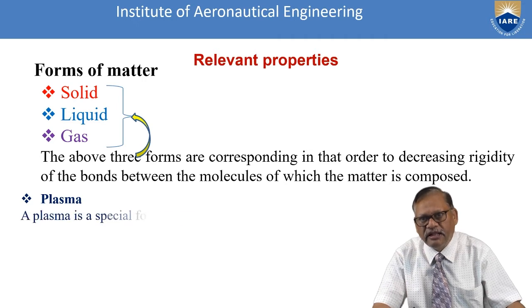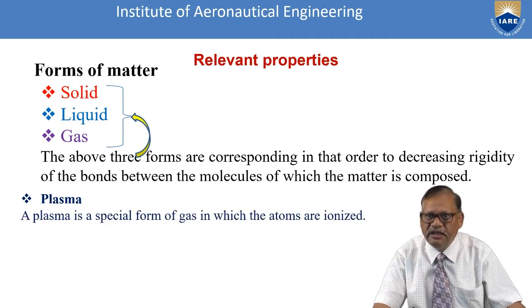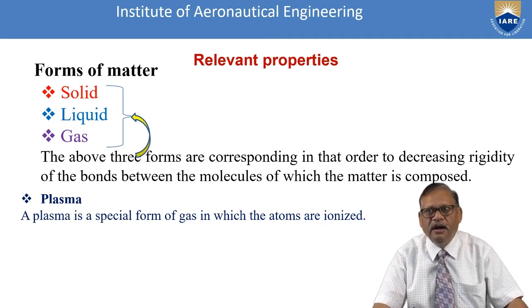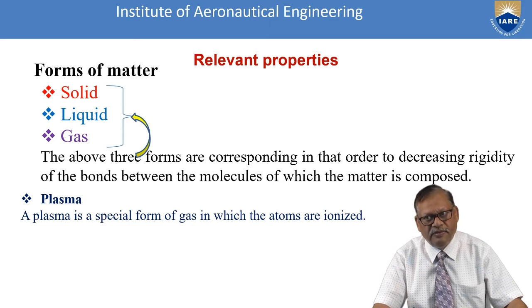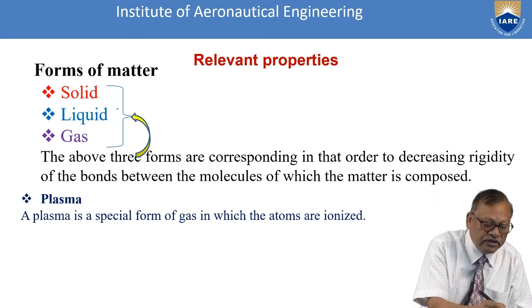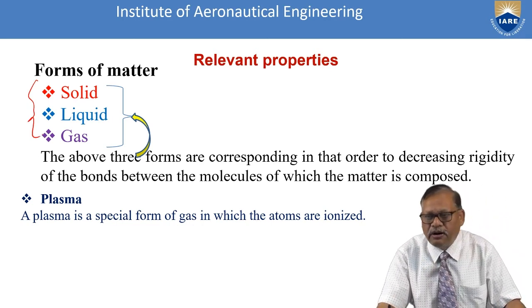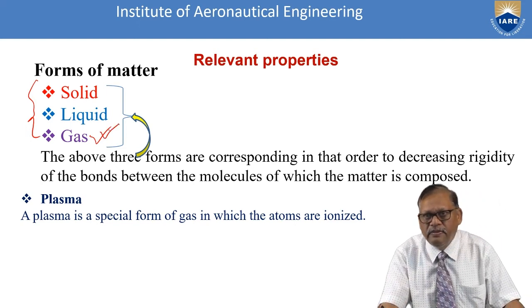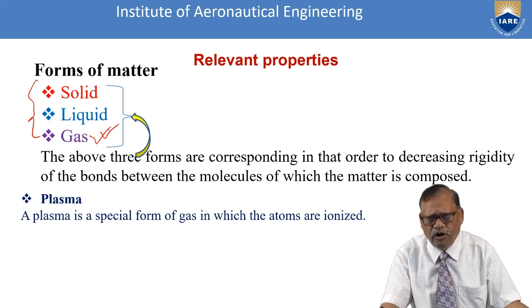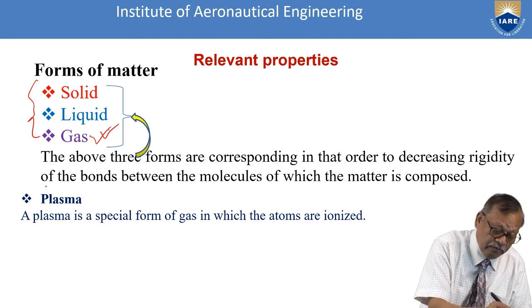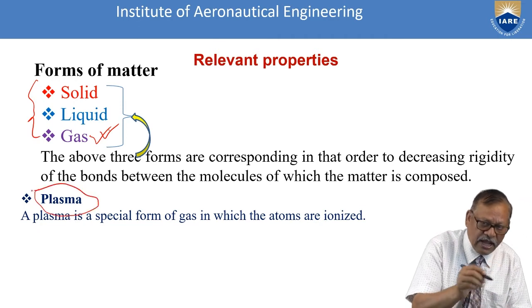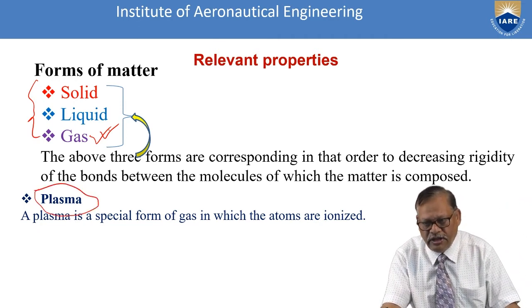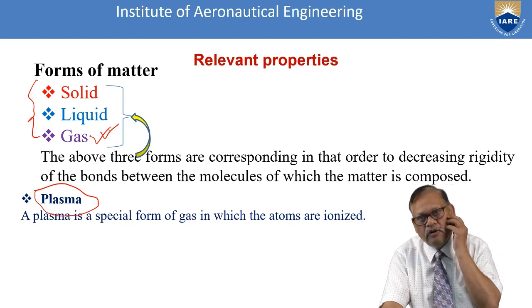Let us see about that plasma state. A plasma state is a special form of gas in which the atoms are ionized. That means in these top three states, the matter happily follows all our laws. In gas, it follows all the gas laws: Boyle's law, Charles's law, Dalton's law, everything. But when it comes to the plasma state, we cannot apply the isentropic rule here. That's why hypersonic speed will also matter.